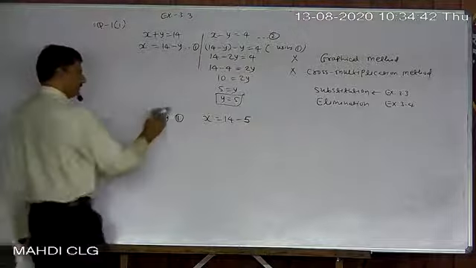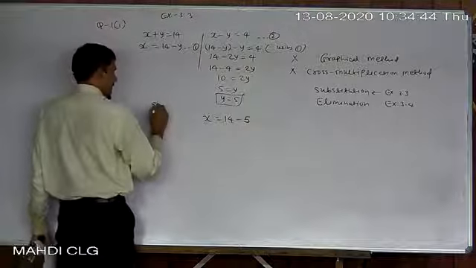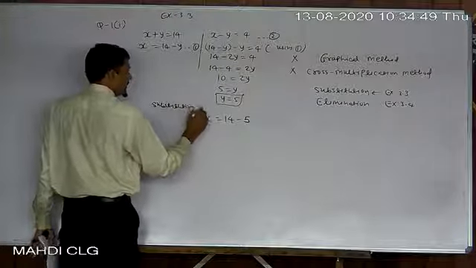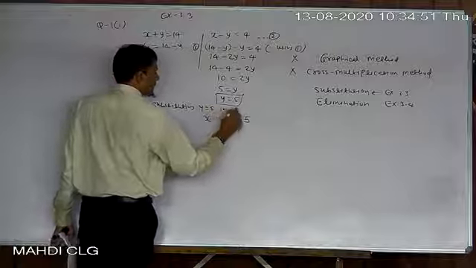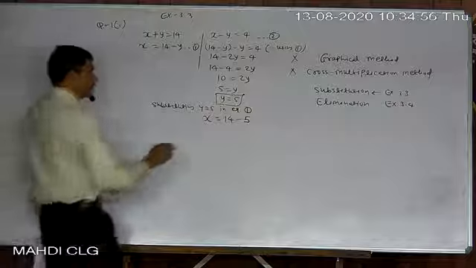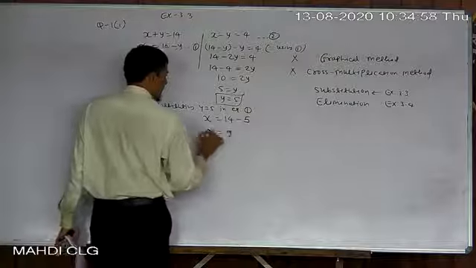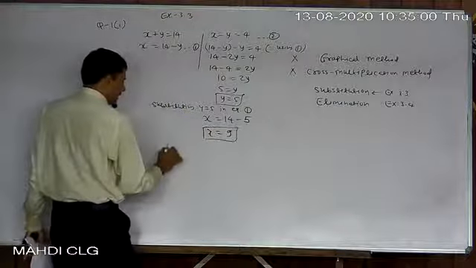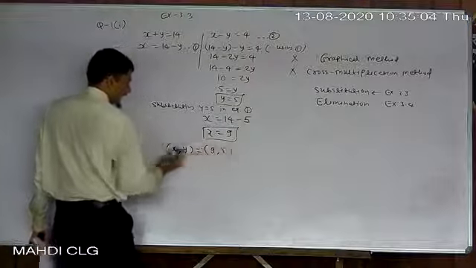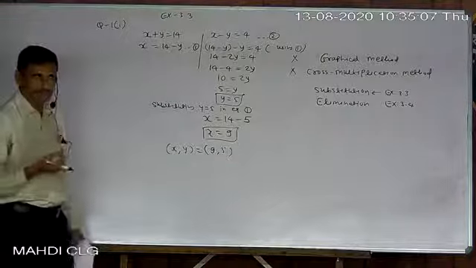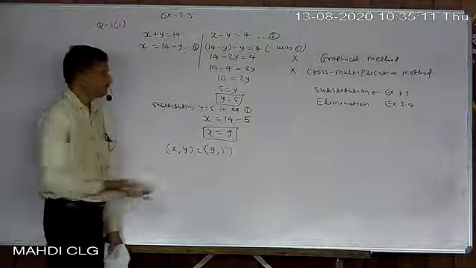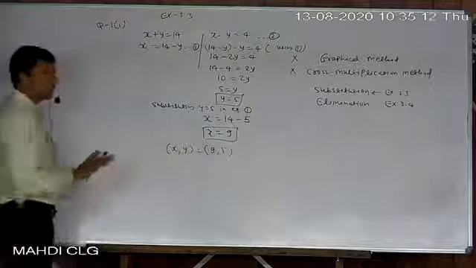Otherwise you can write, substituting this value y equal to 5 in equation number 1. That is more clarification. So x becomes 9. So we got both answers. At last you have to give the answer this way, 9 comma 5. It is a general custom to write x first and y then. So (x, y) equal to (9, 5), that is our answer.